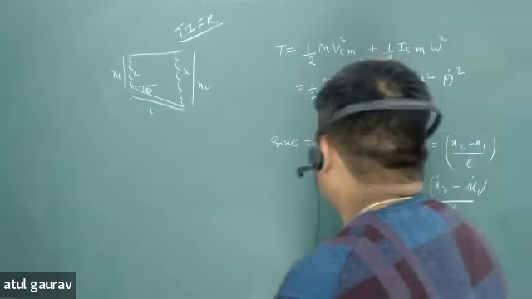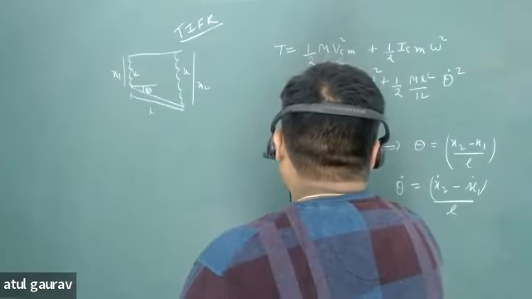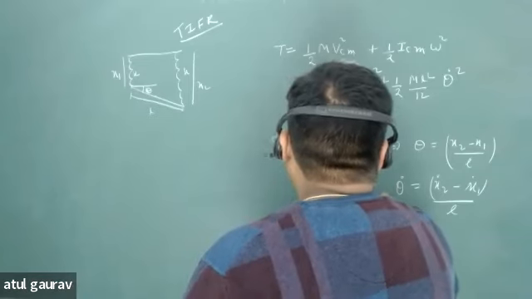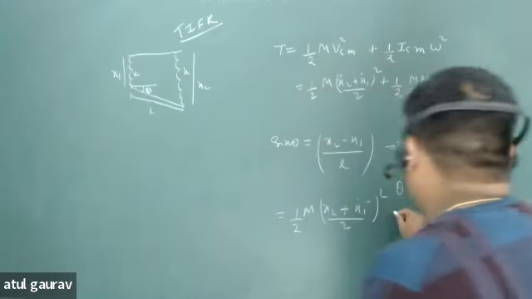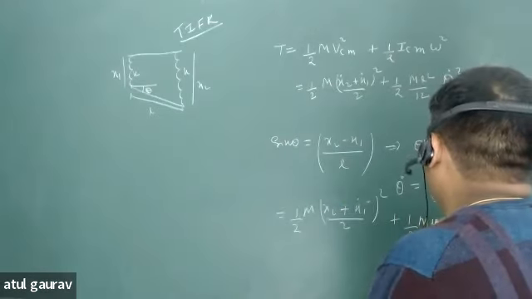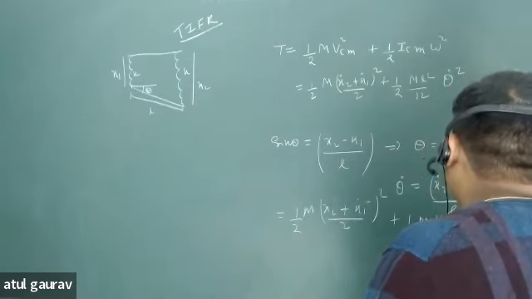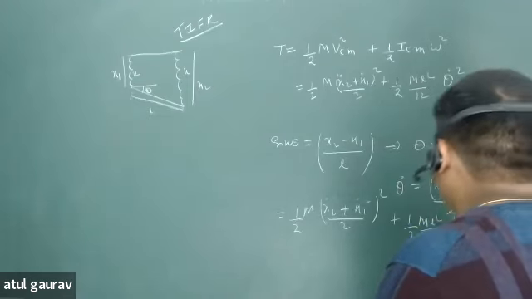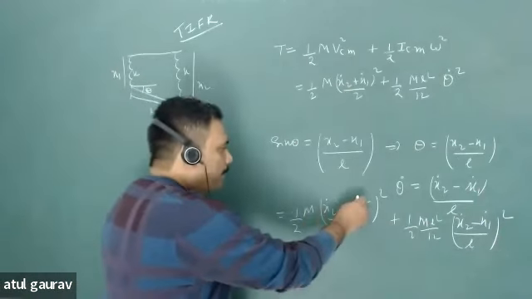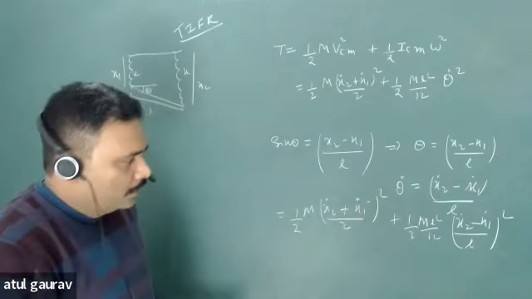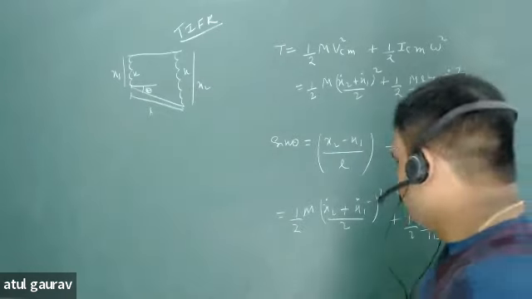Now you can put it here. And once you will put it here, you will get half m ((x2 dot plus x1 dot) by 2) whole square plus half m L square by 12. And here you will write ((x2 dot minus x1 dot) by L) whole square. And now you can easily solve this particular problem. कर लोगे solve? है ना? So it's a very nice answer actually when you are going to solve it. ठीक है? So you just try to find the final answer.